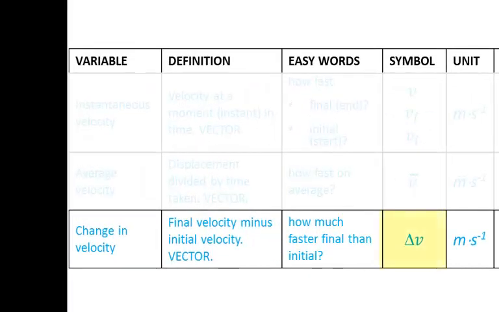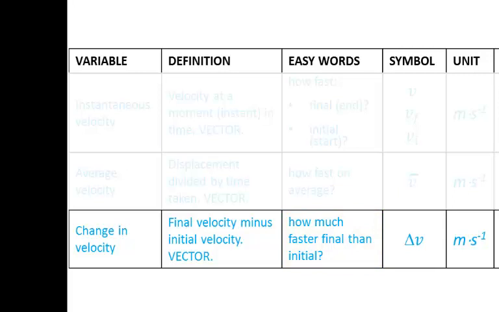Change in velocity, delta v. Delta means change. This is also measured in meters per second, so it's a kind of velocity, but its meaning is very, very different to instantaneous velocity and average velocity. Change in velocity means how much faster it's going at the end of the interval than it went at the beginning. If the answer is negative, it means it's going slower at the end. So it tells us if the velocity is speeding up or slowing down.